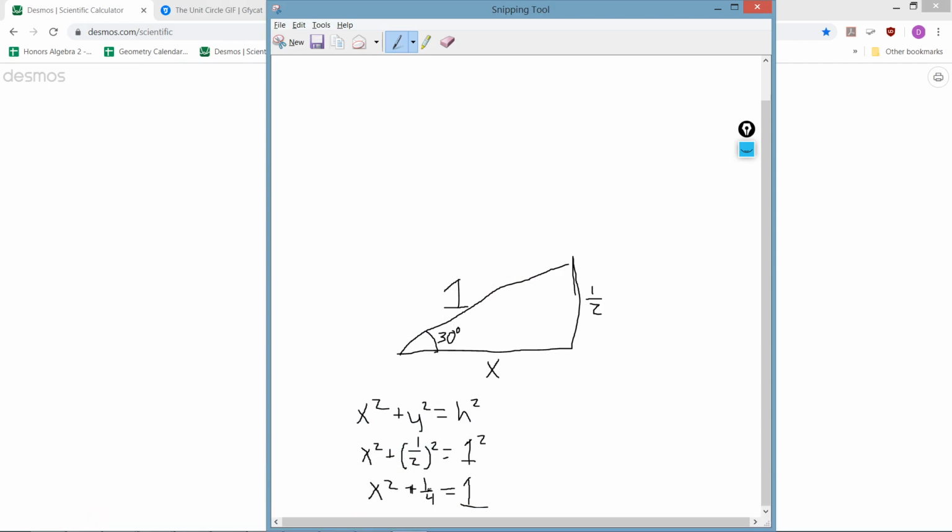34 minutes in. Now I'm going to subtract 1/4 from both sides, right? And so now what I have left, I'm going to create a little arrow up here. I have x squared equals, what's 1 minus 1/4? That's 3/4. My last step, I need to take the square root of both sides.